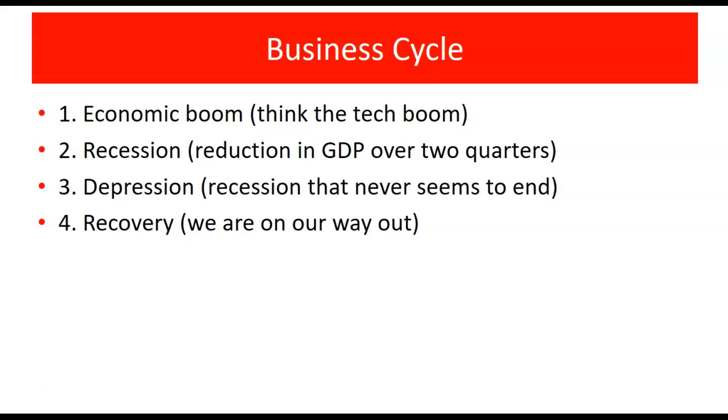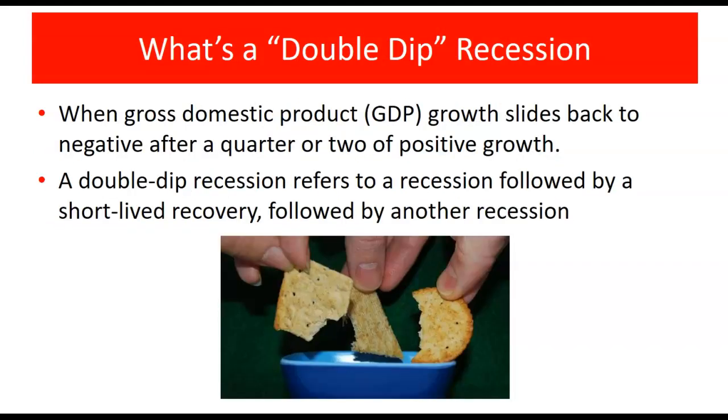That means over 2 quarters. So between January to March or April to June, for example, those are both quarters, we see a reduction in the money going into the economy. If we see that we get into like 3 or 4 of those quarters and we're never getting out, holy crap, we're in a depression. And then finally, we get what we refer to as a recovery. Right now, we're in a recovery out of our last recession or depression, depending on who you talk to.